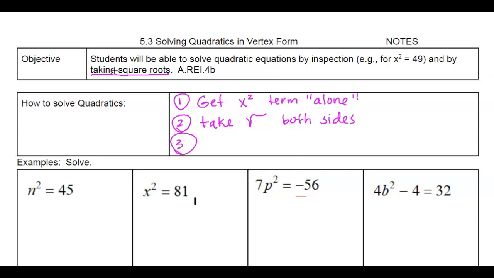And number three, when you take a square root, because when you have something squared, it can be a positive squared or a negative squared, and it's the same answer, your answer is going to be plus and minus that root. So then step four is simplify the root if possible.